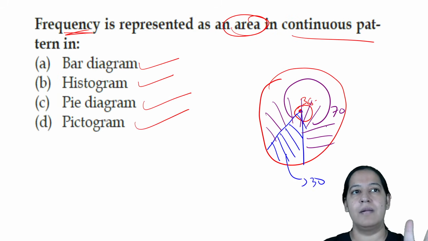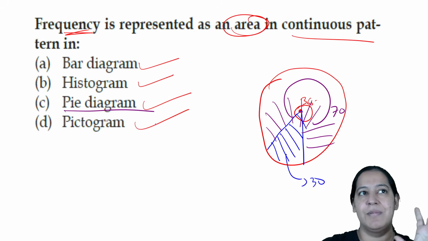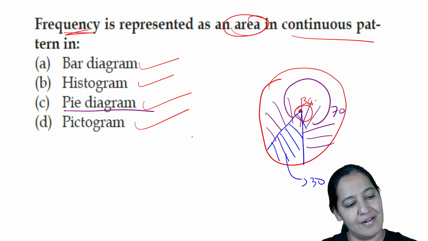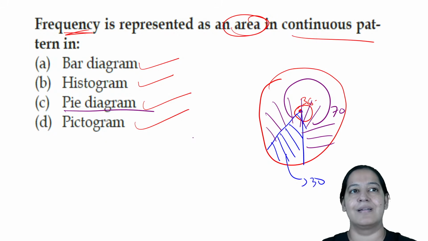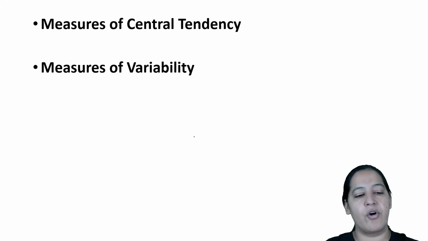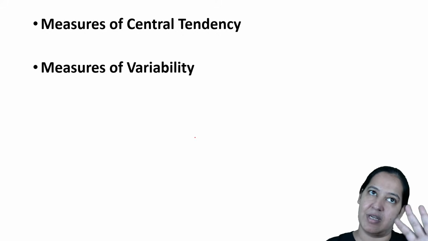No, the answer here is not B, it is C. Yes, pie diagram will be the correct answer. I have written it incorrectly. Yes, pie diagram is the correct answer. So these are all the various types of questions that can be framed from this particular topic.